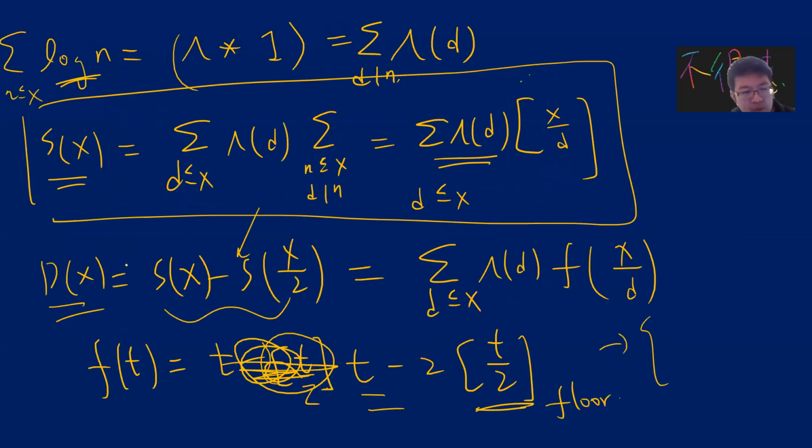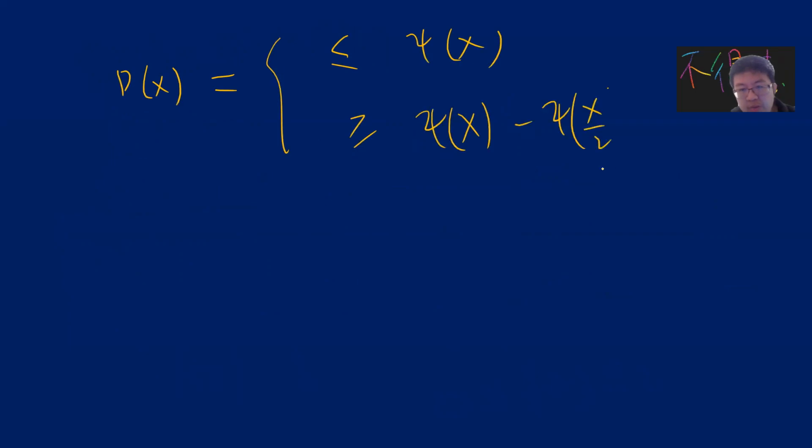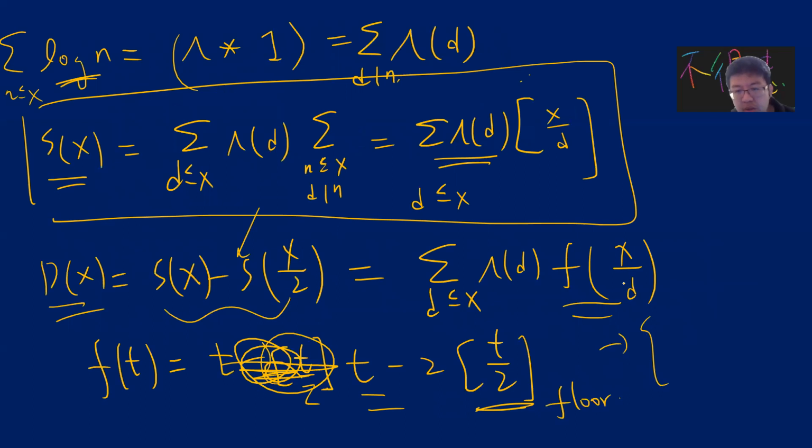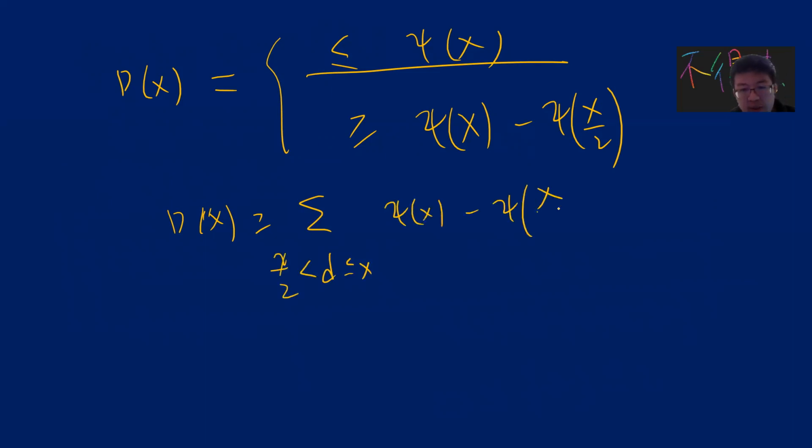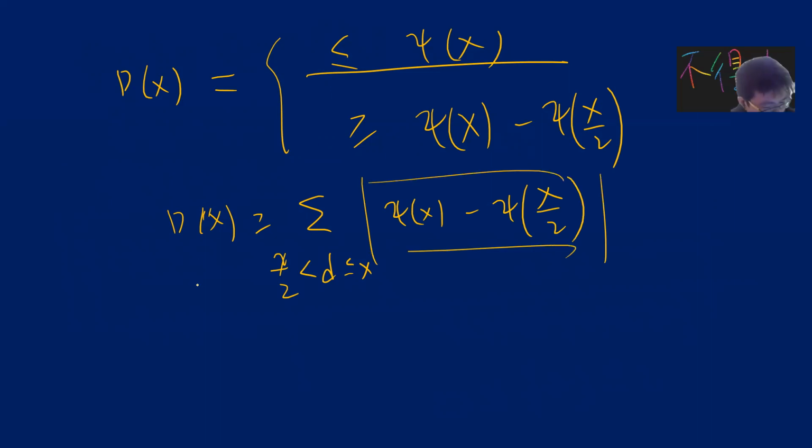Which tells you that if you replace this by 1, then d of x is less than psi of x. So your result is that d of x is less or equal to psi of x, and greater or equal to psi of x minus psi of x divided by 2. This is trivial, but one can write d of x is less or equal to x divided by 2, psi of x minus psi of x divided by 2. We can try to prove this, which means we got something.